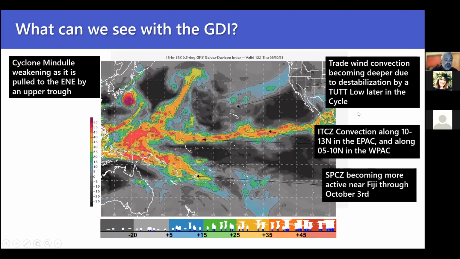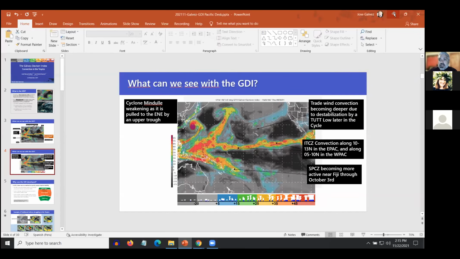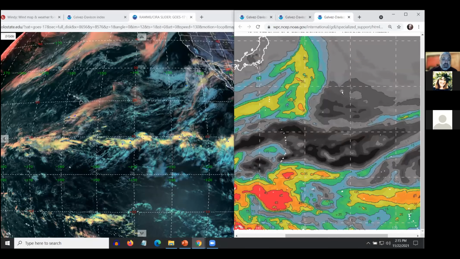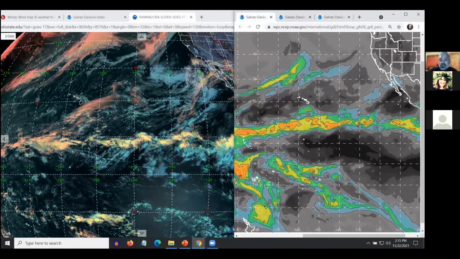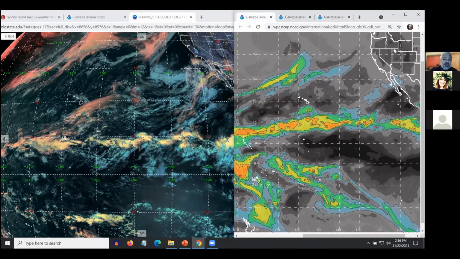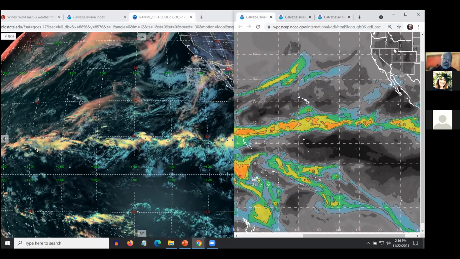Let me do something very quickly. I'm going to stop the presentation for a second, and I'm going to show the current conditions, just to look at what the GDI is suggesting. Looking at the satellite image on the left, what I have is the GeoColor, which is kind of a true color image.